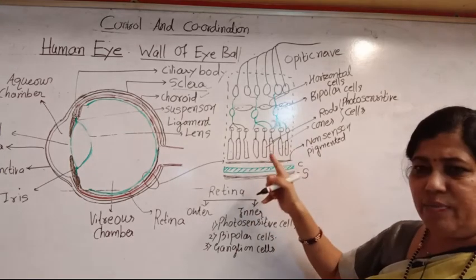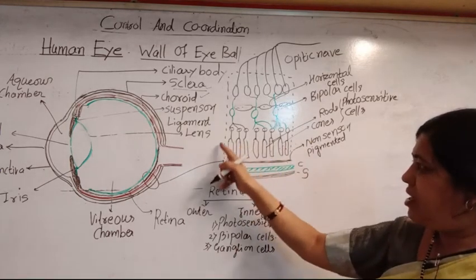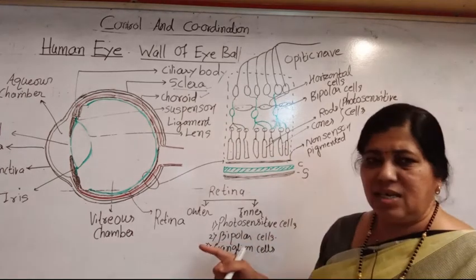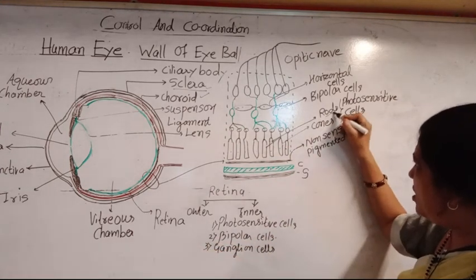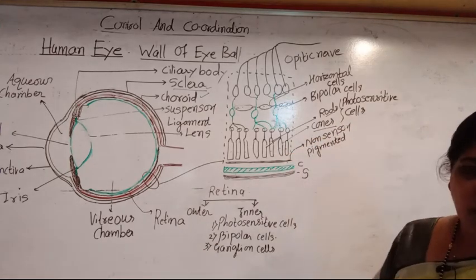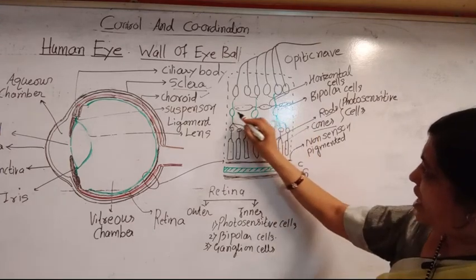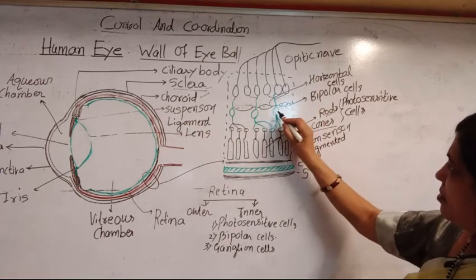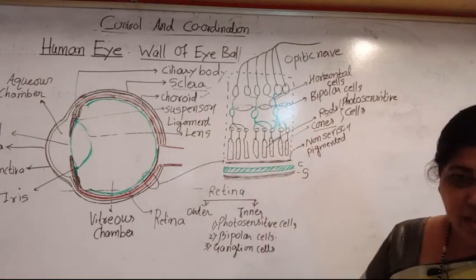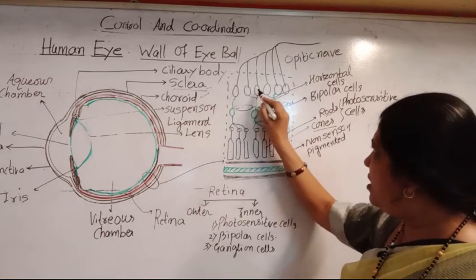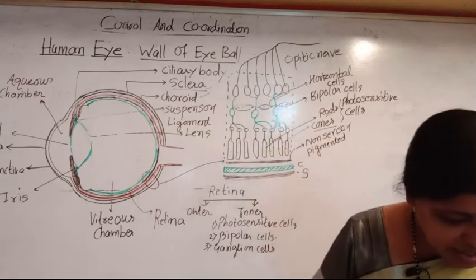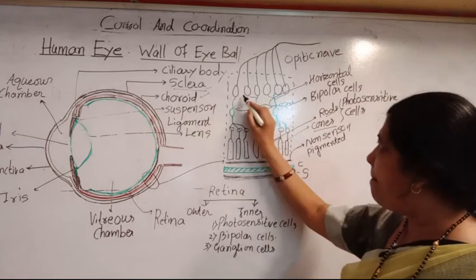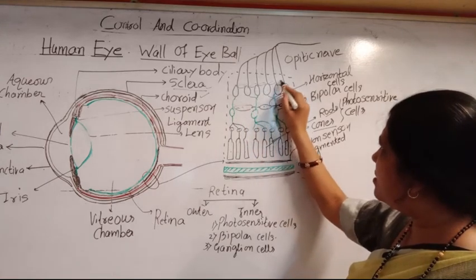Sensory layer consists of three types of cells. These are photosensitive cells or light sensitive cells. Photosensitive cells are of two types, rod and cones. Rod shaped cells are called rod and cone shaped cells are called cones. Then these are ganglion cells, these are bipolar cells, and these are horizontal cells. Then the next layer is of ganglion cells, and here amacrine cells are present.